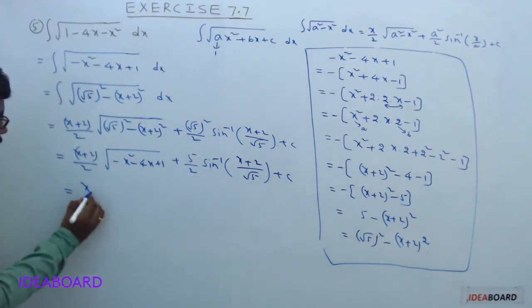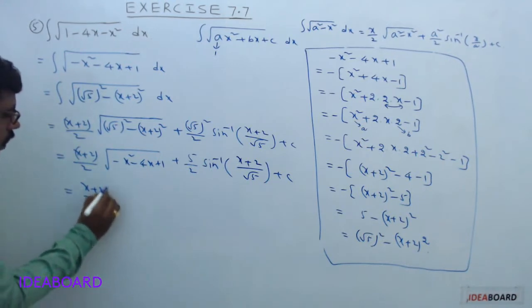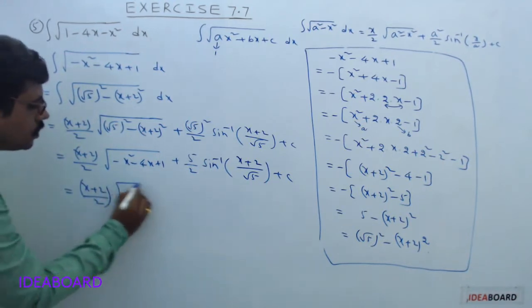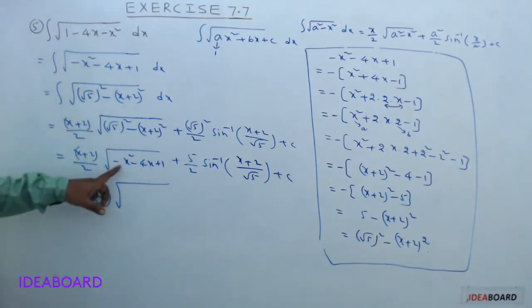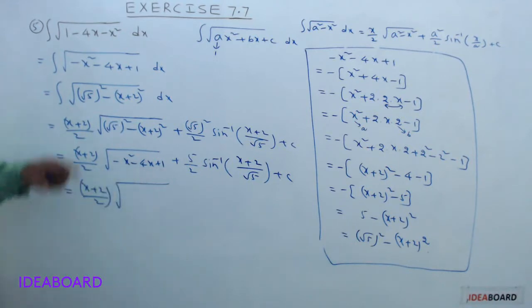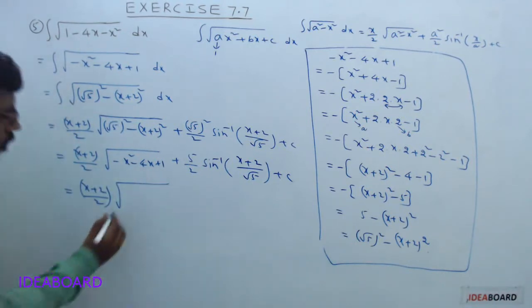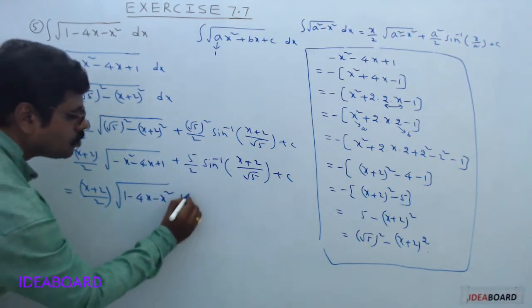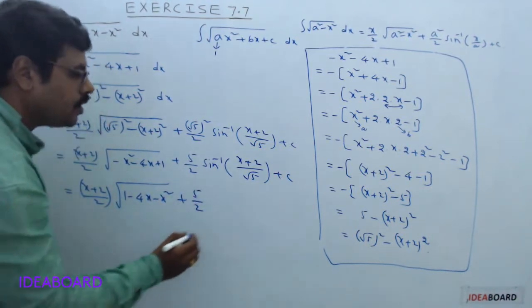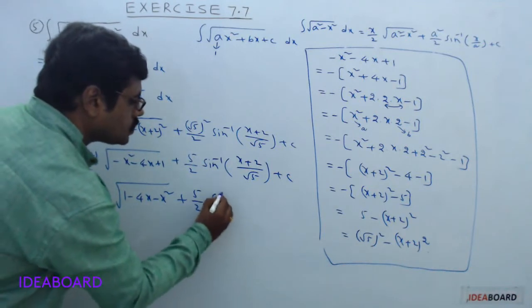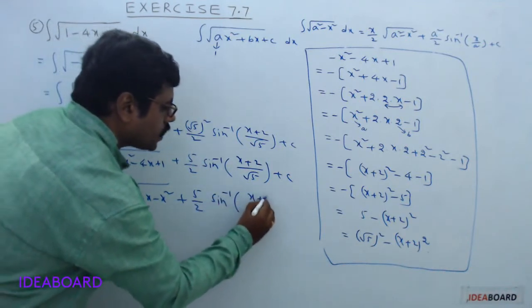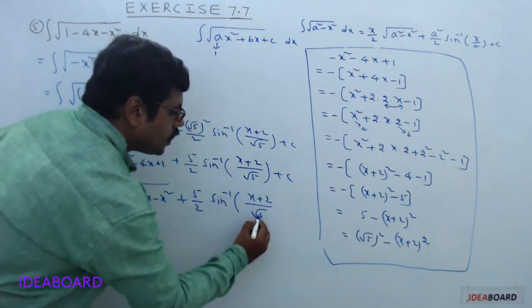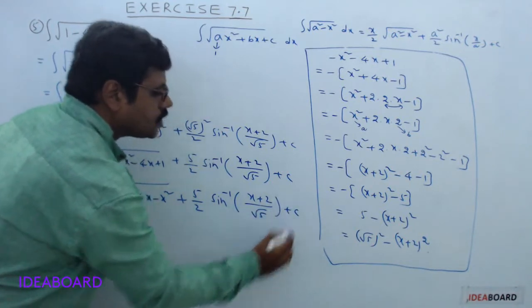Now this is (x+2)/2 into square root of minus x² minus 4x plus 1, which is same as 1 minus 4x minus x², plus 5 divided by 2 into sin⁻¹ of (x+2)/√5 plus a constant c.